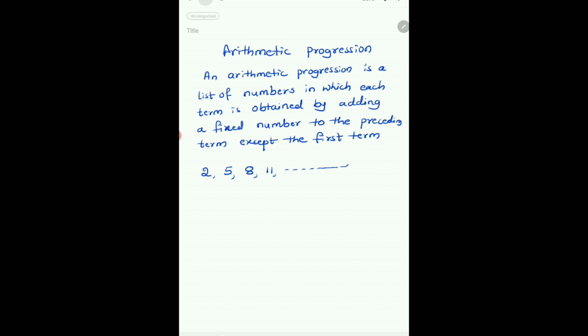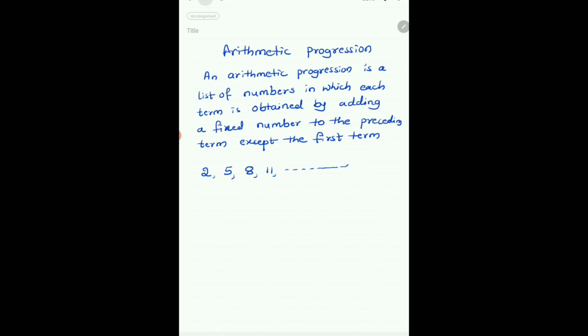the fixed number 3 is added to the previous number or preceding number to get the next number. Here first we have written 2. Again the second term 5 is obtained by adding 3. The third term is obtained by adding 3 to the second term. So this type of set of numbers is called an AP. So this 2, 5, 8, 11, all these are called terms.